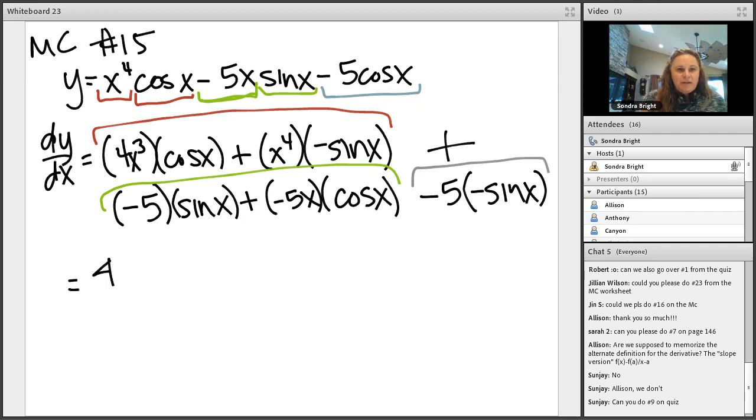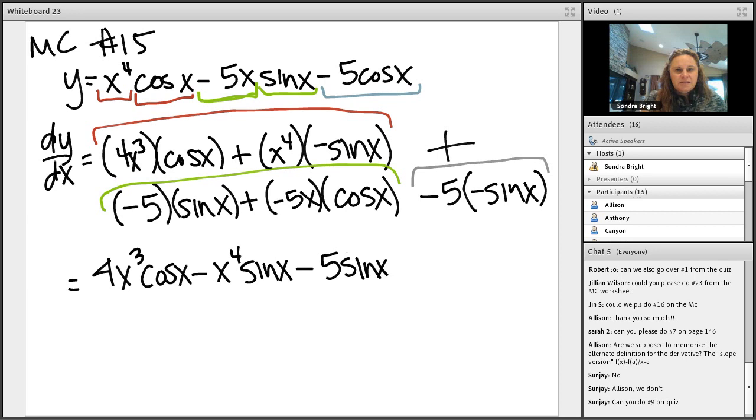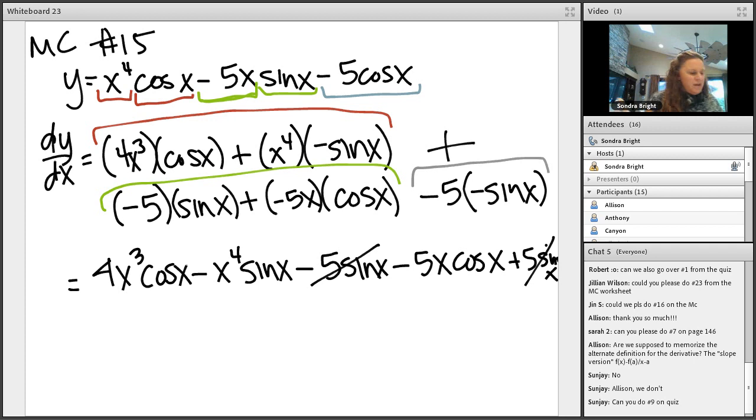What do I got? I got 4x cubed cosine of x minus x to the 4th sine of x, minus 5 sine of x, minus 5x cosine of x, plus a 5 sine of x. So I can cancel these two, but there are no other like terms or anything. It's just ugly. Oh yeah, nice.